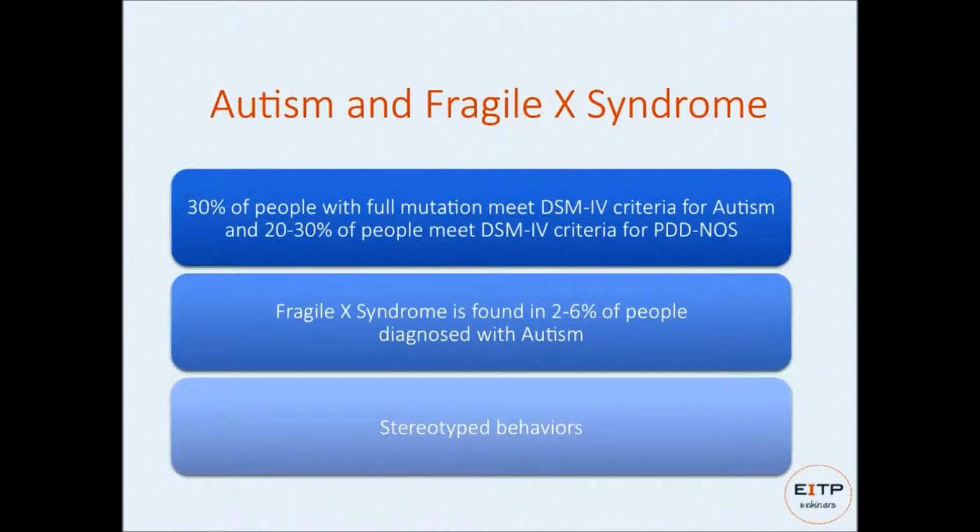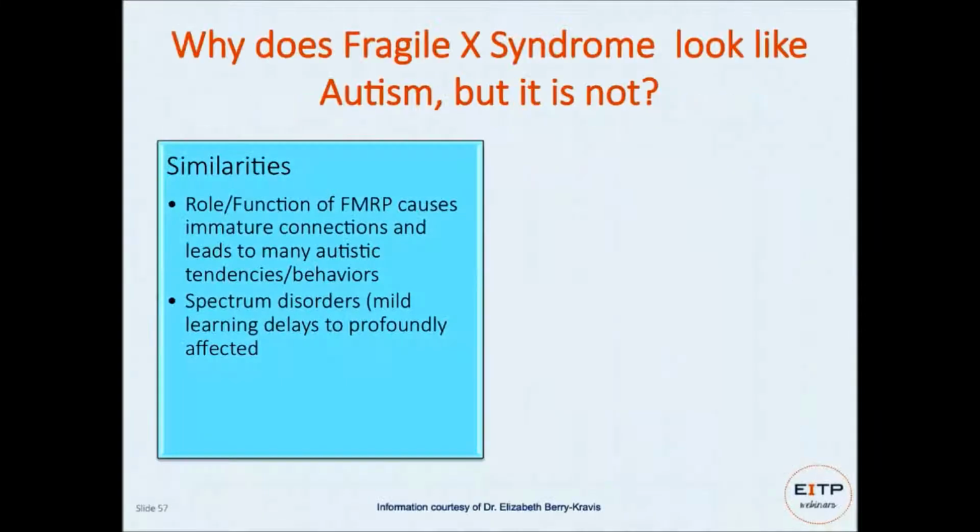So a lot of people have asked about the similarities between autism and Fragile X. As I mentioned before, 30% of people with the full mutation meet the criteria for autism, and 20 to 30% meet the criteria for PDD-NOS. Fragile X syndrome currently is only responsible for about 2 to 6% of people diagnosed with autism. Again, I have a theory. A lot of that is because there's not testing. And I think if people were tested more frequently and more often, that number would increase. And they both can have very stereotyped behaviors.